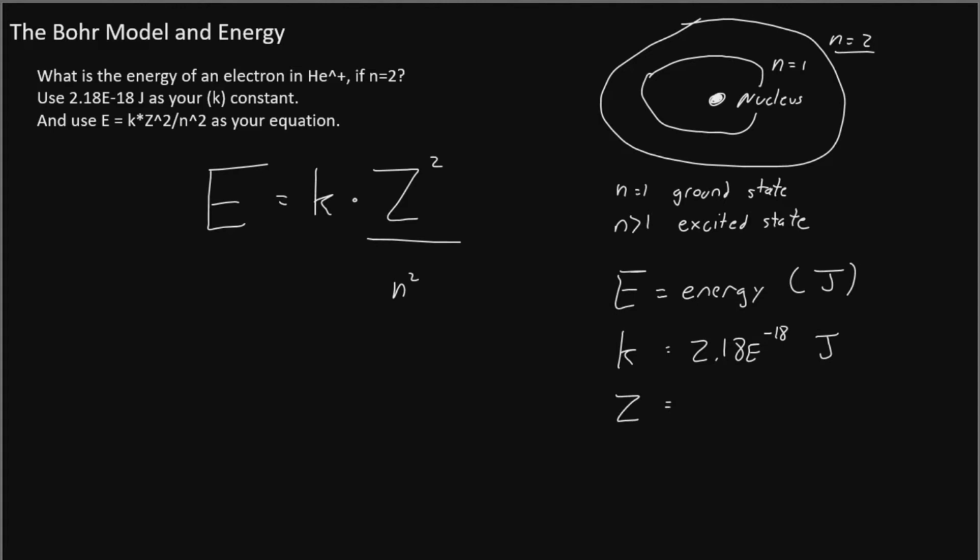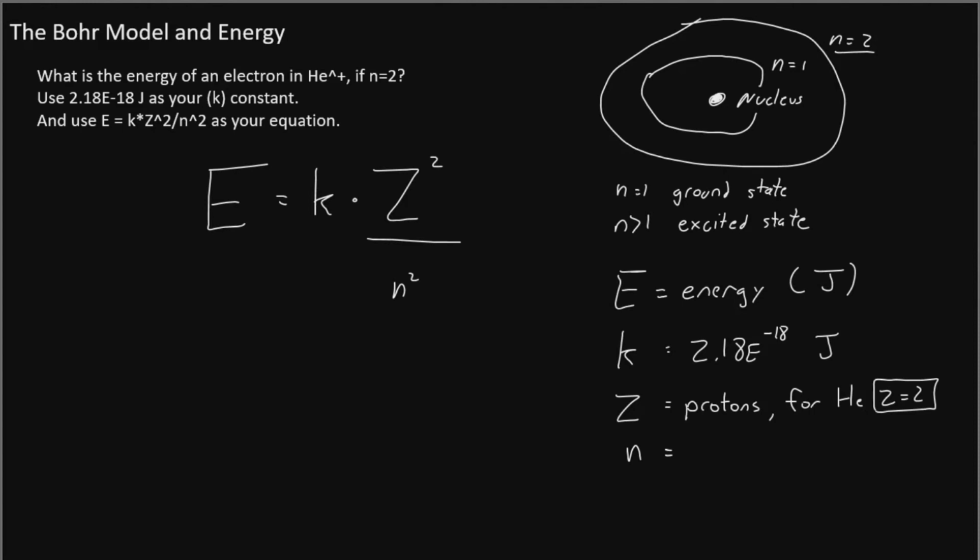Now, Z is the number of protons. The higher the number of protons, the more energy of interaction between the electron orbiting the nucleus and the nucleus itself. Now, for helium, we can look at the periodic table. Helium's located in the upper right corner of the periodic table, and it has an atomic number of 2. Therefore, we'll say that Z=2.